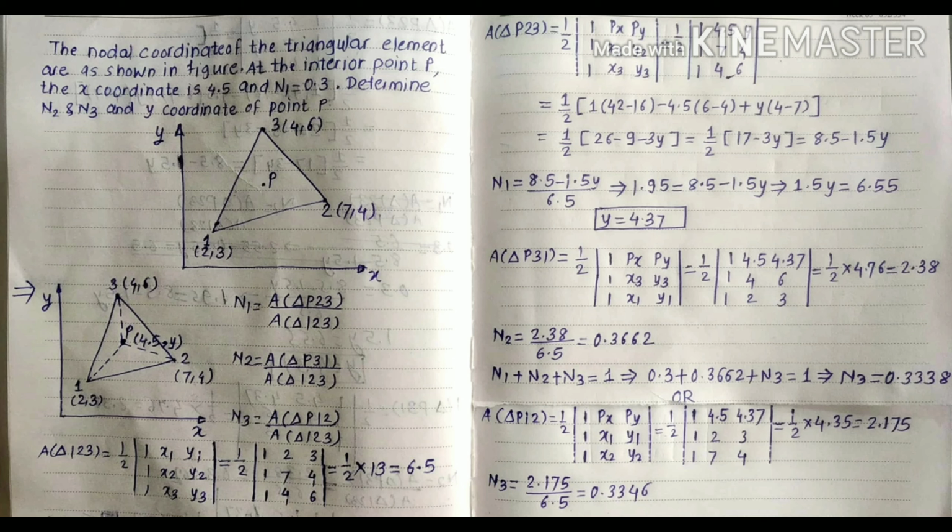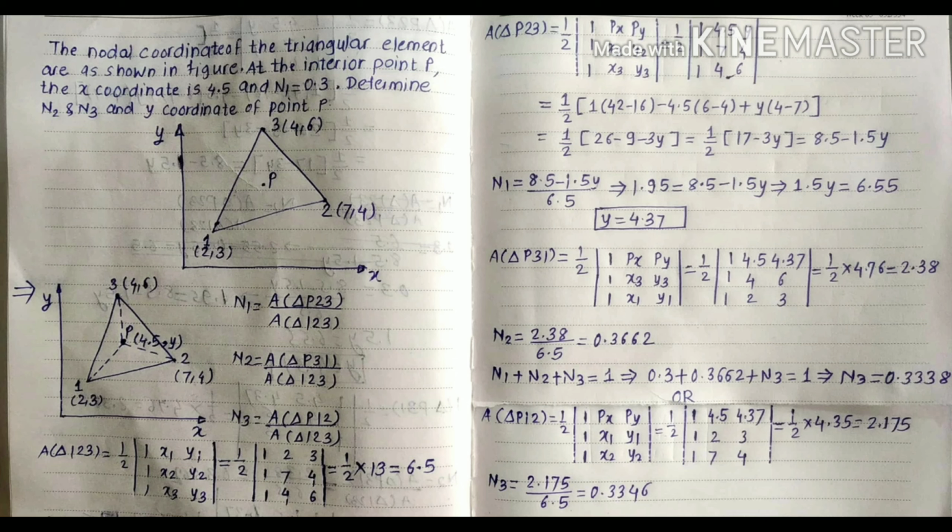The remaining is 1 into 6, that is 6, minus 1 into 4, that is 4, plus y into, first row, third column will be cancelled. What is remaining is 4 into 1 is 4, minus 7 into 1 is 7. Bracket complete. So I will get 1 by 2 into this term: 42 minus 16 is 26, minus 4.5 multiplied by 2, it is 9, minus 3y. So is equal to 1 by 2 into bracket 17 minus 3y. So is equal to 8.5 minus 1.5y.